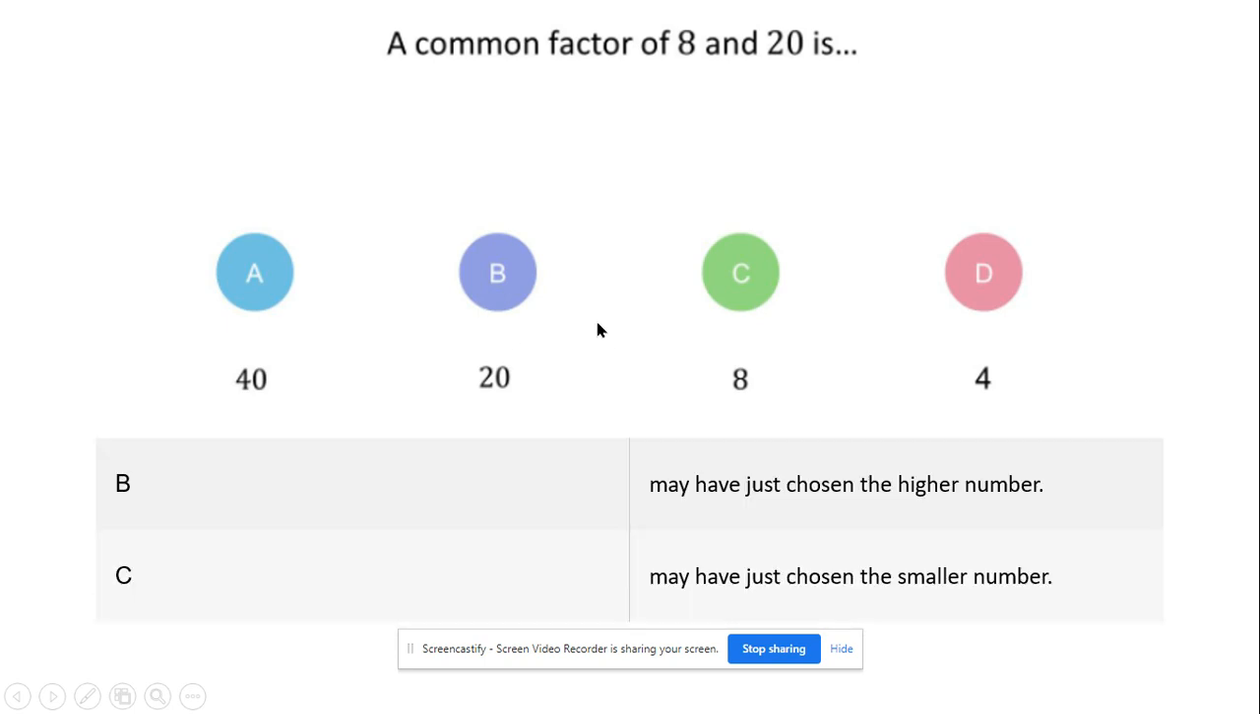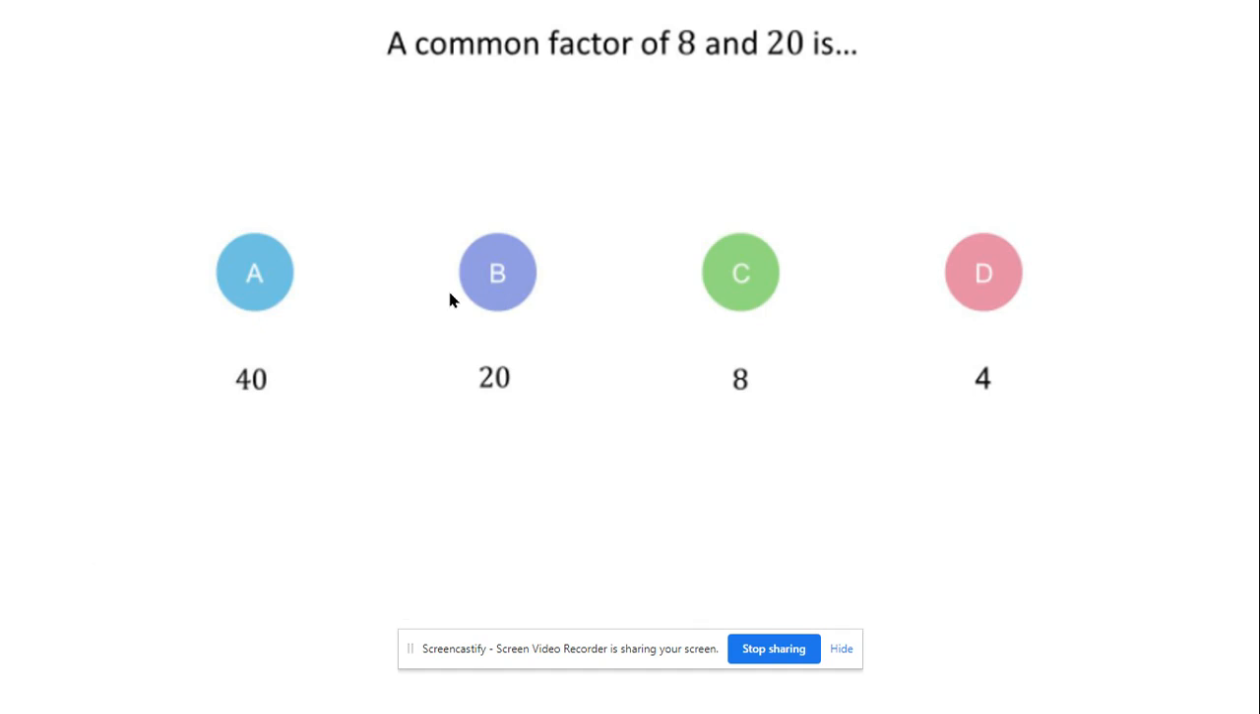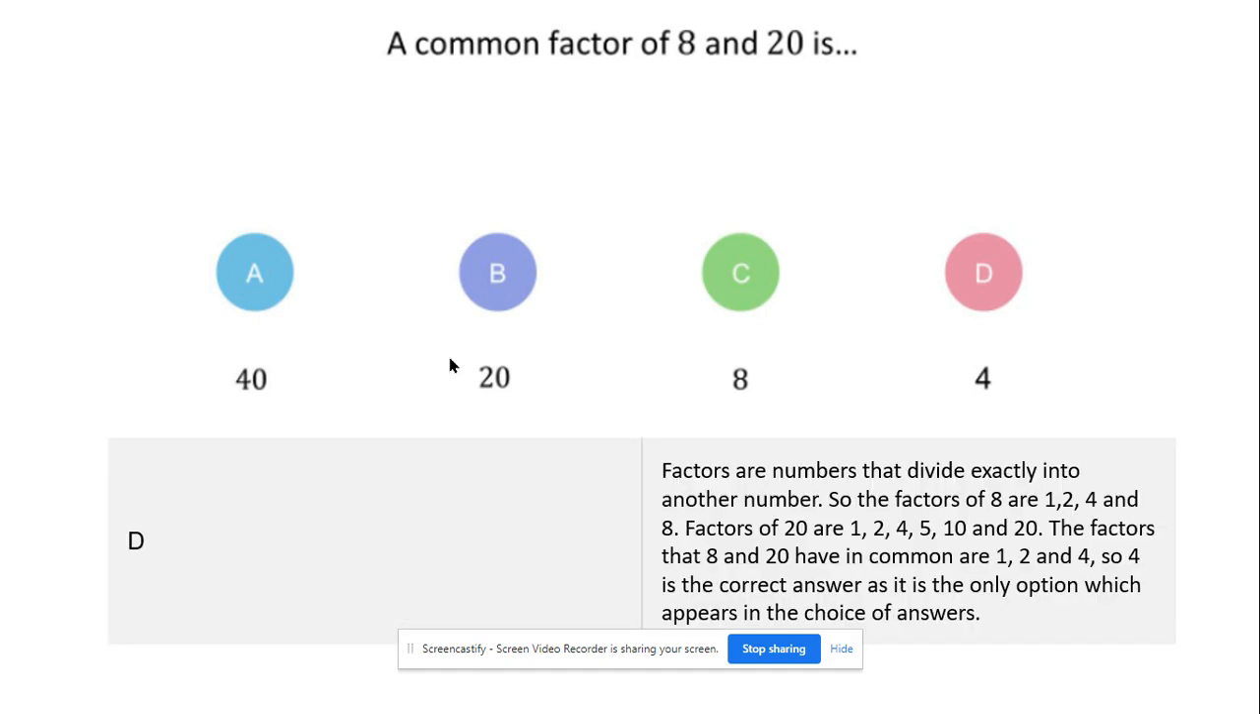If you've selected B or C, you've probably just chosen the highest number, or the smallest number, but these are not factors. So the correct answer is D, and this is because a common factor, as it says there, are numbers that divide exactly into it.